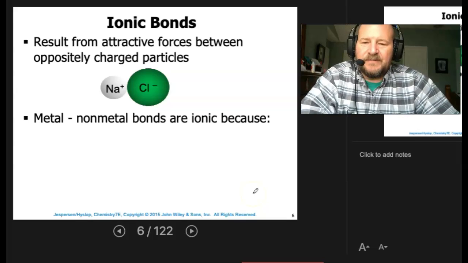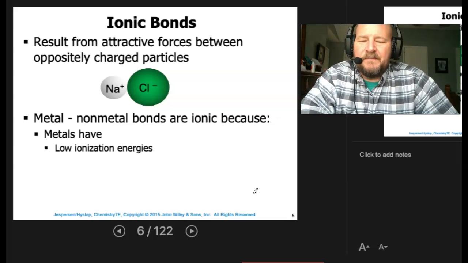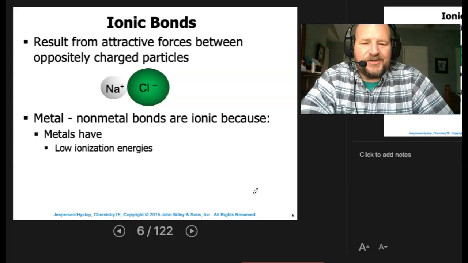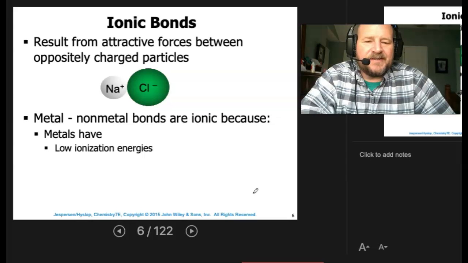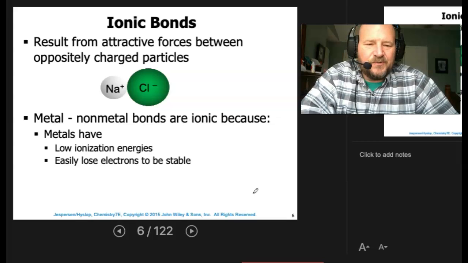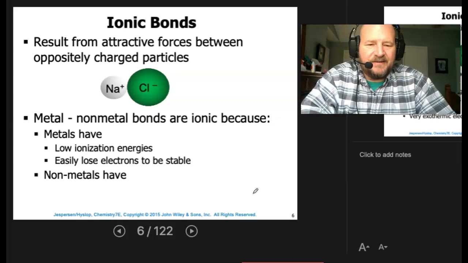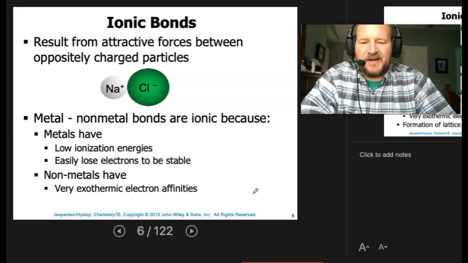We know the metal, nonmetal bond is going to be ionic because number one, metals are going to have low ionization energies. That's what we've been talking about with oxidation and reduction just a couple chapters ago. It's easily going to lose electrons in order to be stable. And of course, we know that the nonmetals then have very exothermic electron affinities.